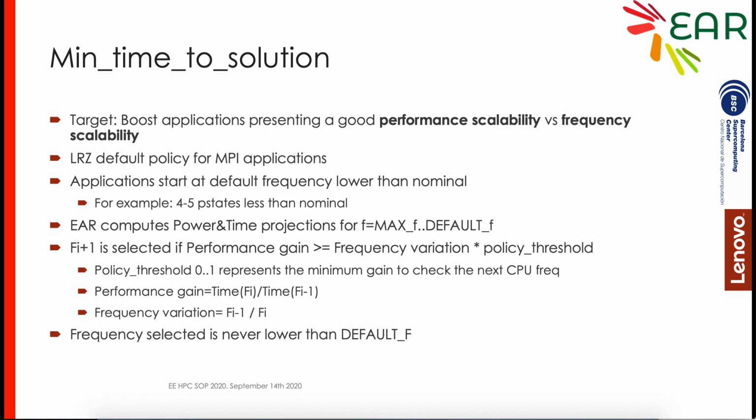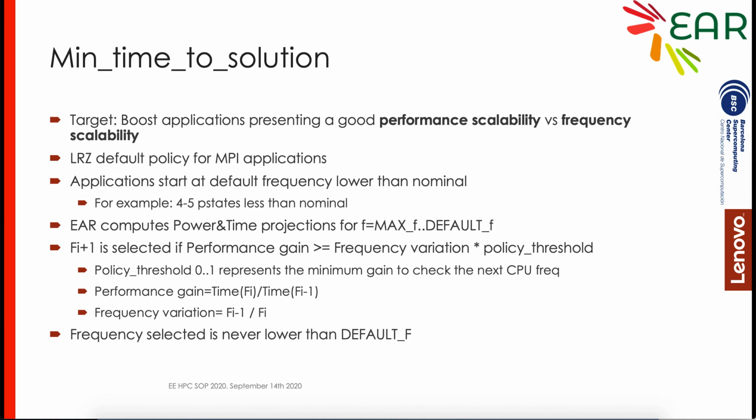The paper presents the evaluation of a set of applications when using minimize time to solution. Minimize time to solution is the default policy at SuperMUC-NG at LRZ for MPI applications. The target of the policy is to boost applications that present good performance scalability compared with the frequency scalability. So what we compute is the speedup, or acceleration, when increasing the frequency, compared with the ratio of this frequency increment.